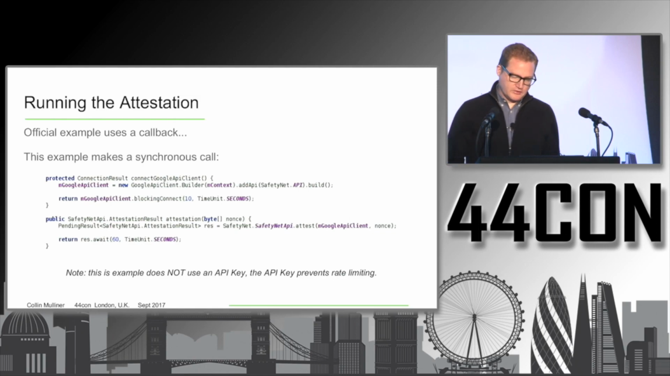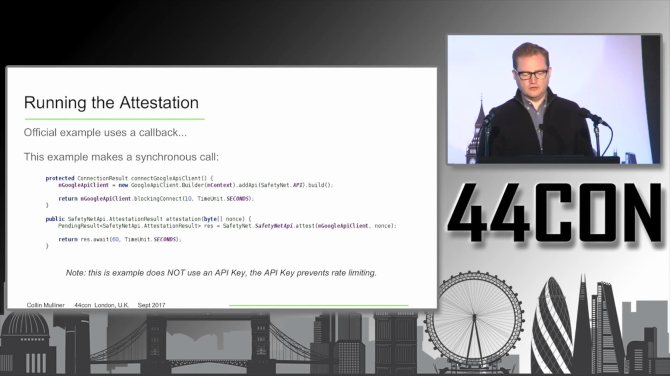So how does this actually work? They have some sample code, and their sample code uses a fancy callback mechanism, but I just made a short example using an asynchronous way to call it. So basically, you connect to the Google API client and say, I want to talk to the SafetyNet API, and then if you get a connection, you just say attest, and then depending on your network connectivity in your device, you will get a result.